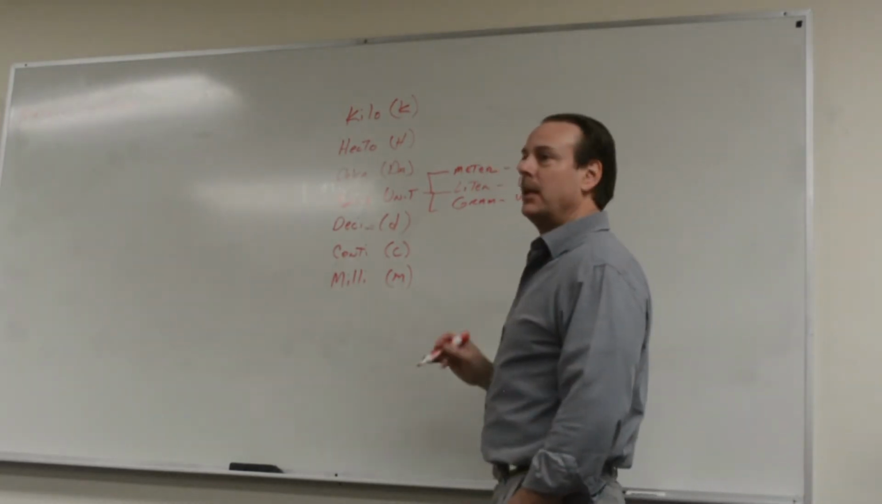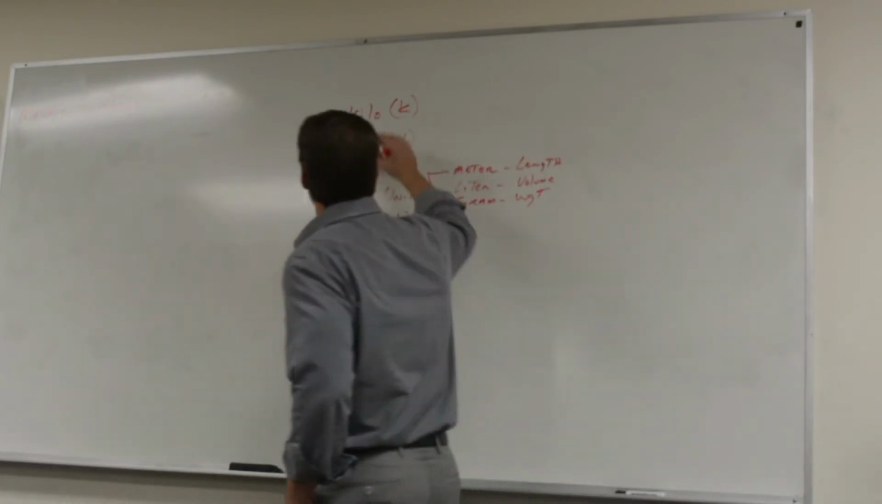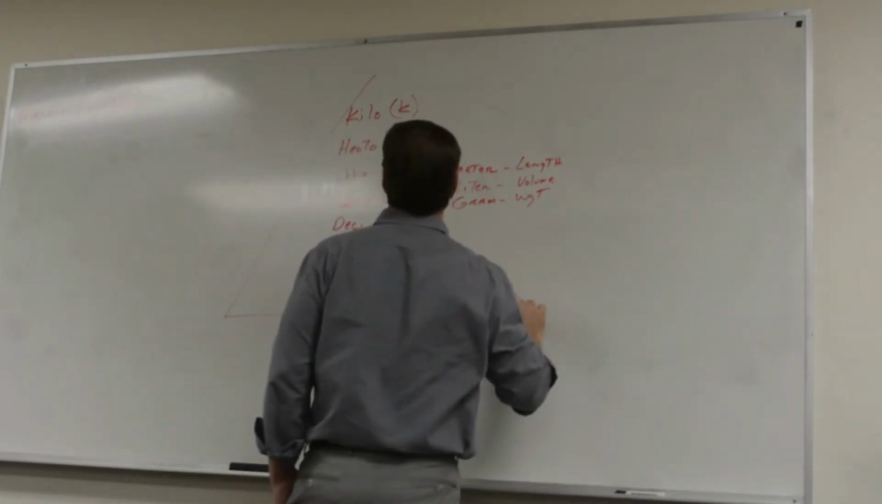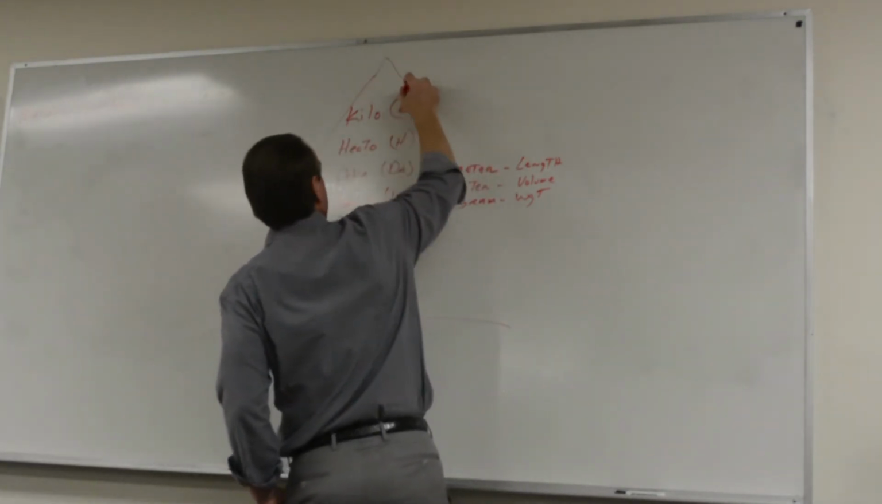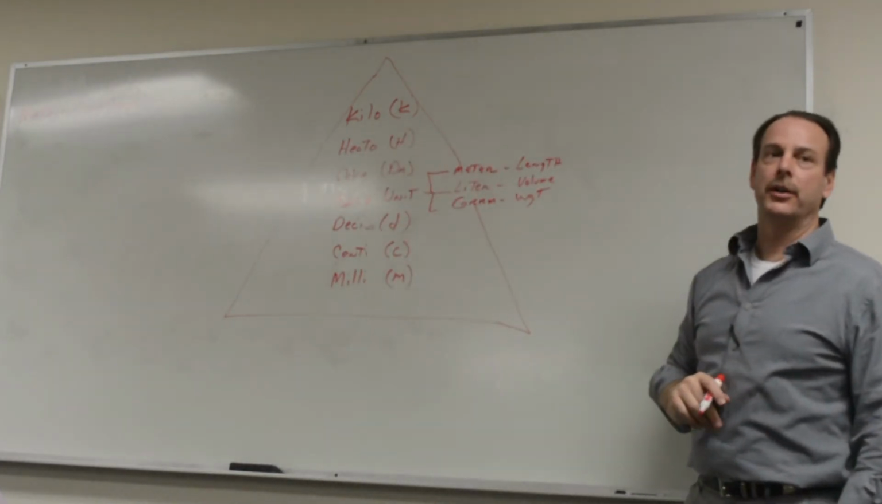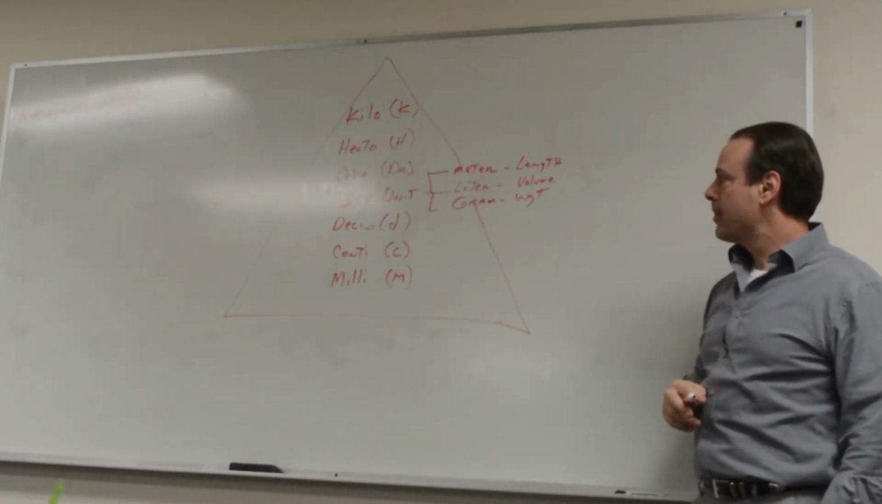All right. Now, as a visual, I want you to make a triangle. We got a triangle here. All right. The big one?